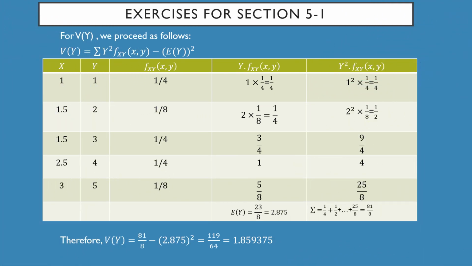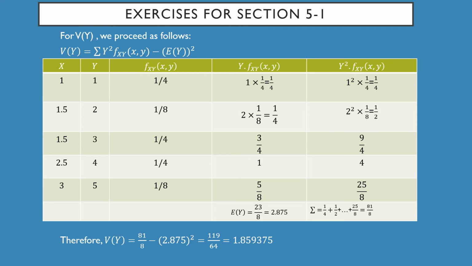Let's find the variance of y. For variance of y, we proceed as follows. We use the same rule, but replace x by y. Variance of y equals the sum of y square into f minus mean of y whole power 2. So we have already done up to the mean of y in the previous slide.